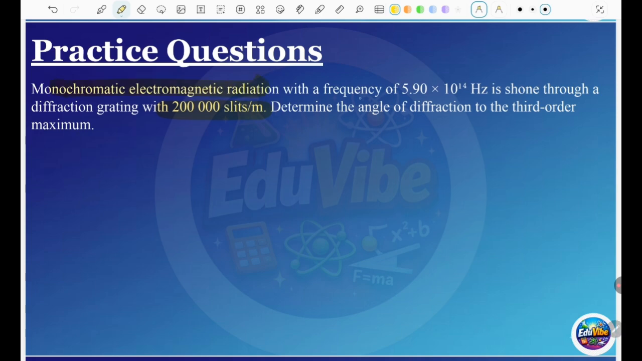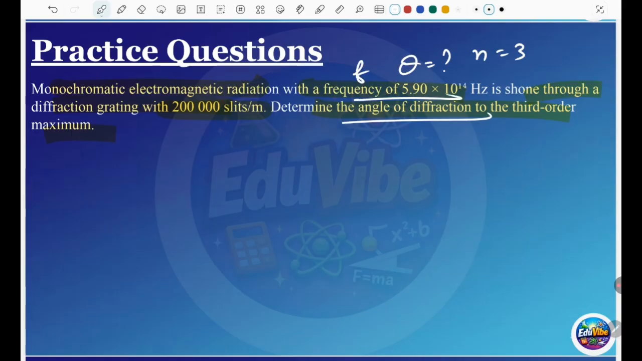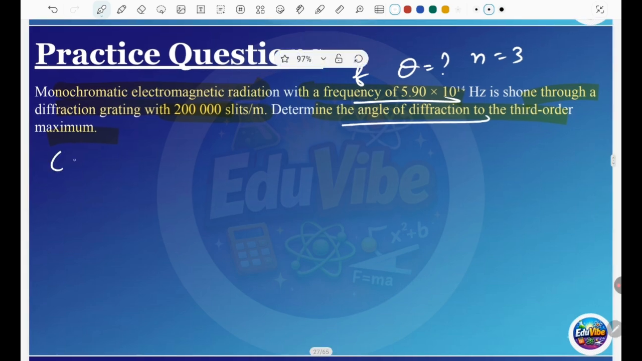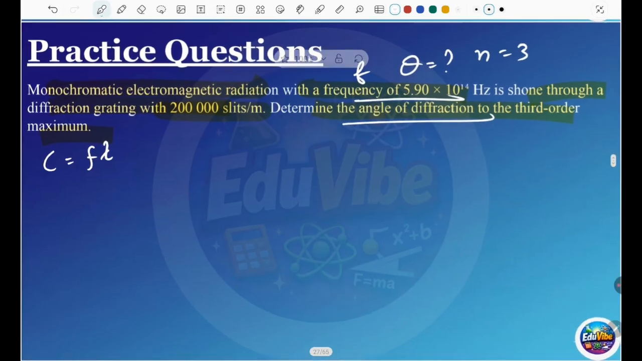Okay, monochromatic electromagnetic radiation with a frequency of 5.90 times 10 raised to 14 Hz is shone through a diffraction grating with 2000 slits per meter. The angle of diffraction to the third order maximum we have to find. So basically we have to find the theta, and we have n is equal to 3. We have a frequency. So basically we don't have wavelength, but we have the frequency, and we also know the c because we know that c is equal to frequency times wavelength.